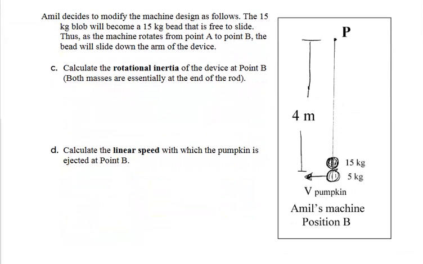Then just to make it interesting, to see whether this would improve the situation or not, Emil decides to modify the design. So the 15 kilogram blob is going to start here, and the pumpkin is still going to be here. But as it falls, the centrifugal force is going to send that 15 kilogram thing down towards the end. Okay, and then we're just asking, is that going to make our design better or worse?